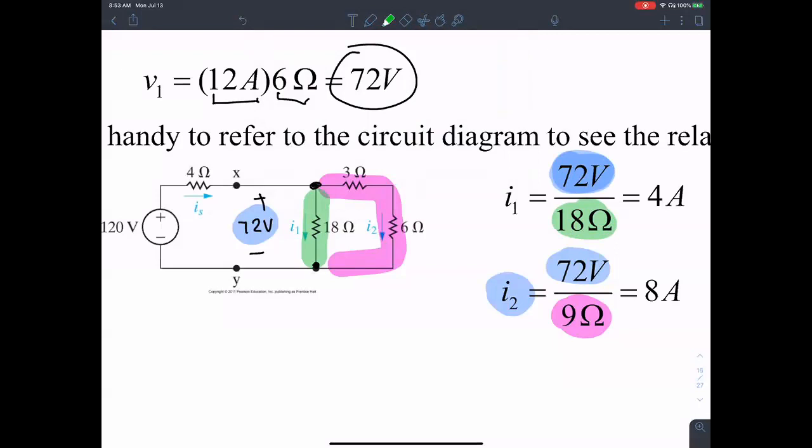There are two paths, one shown in green, that's the 18 ohm resistance, and the one shown in purple or pink, which is the 9 ohm resistance. Both of them have the exact same voltage applied across them. Okay, questions, please.